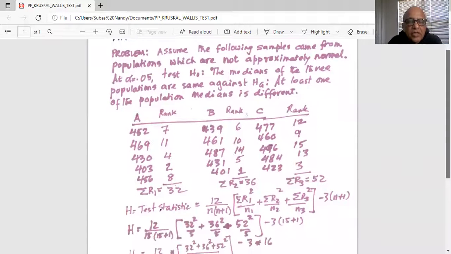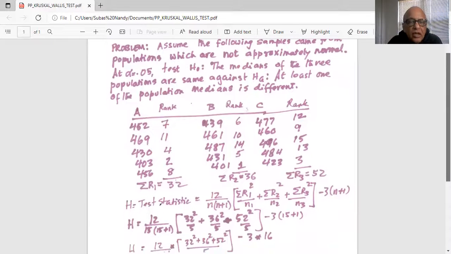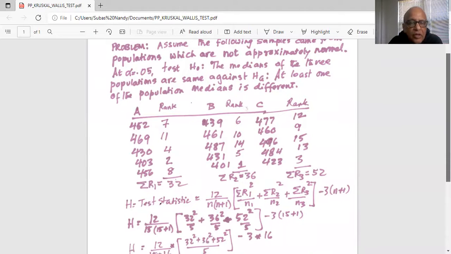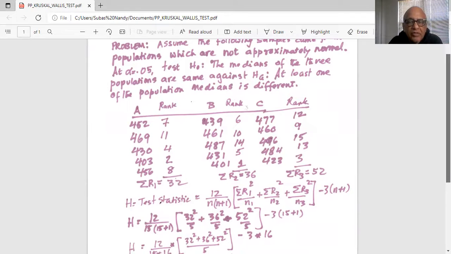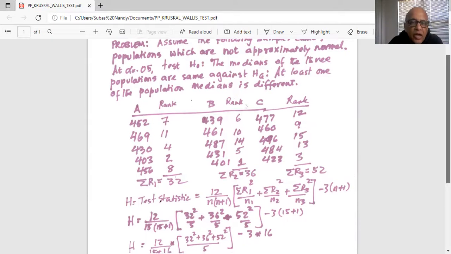So we have the 3 samples, A, B, and C, and we then rank them together. The lowest value is in sample B. It's number 401, its rank is 1. Then the next one is 403, in sample A, rank is 2. The next one is 423 in sample C, its rank is 3. And we continue in this way till we exhaust all the samples, and give them ranks.